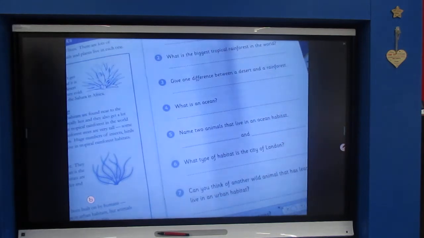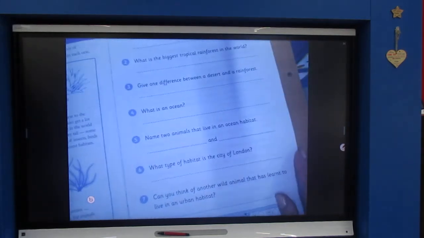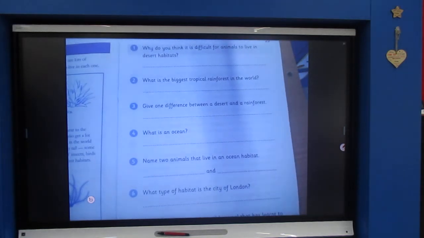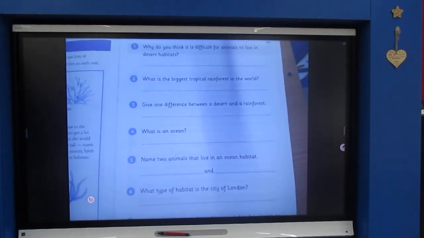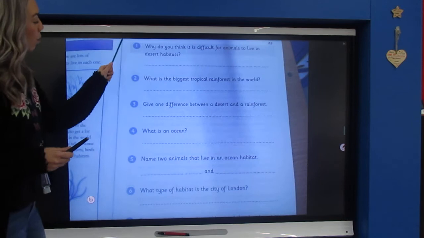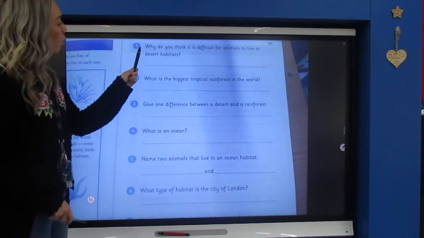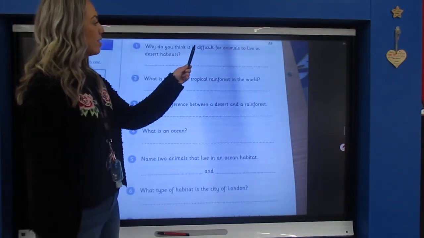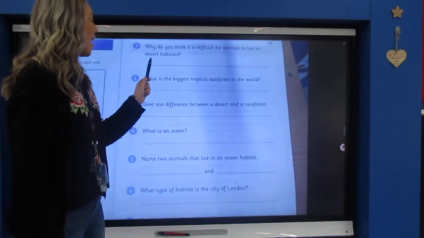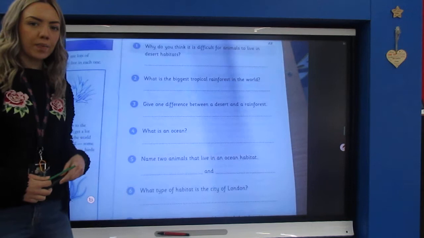So we're going to read through the questions and have a look at the style of questions. And remember, the questions are just as important for you to read, okay? So question number 1, why do you think it is difficult for animals to live in desert habitats?